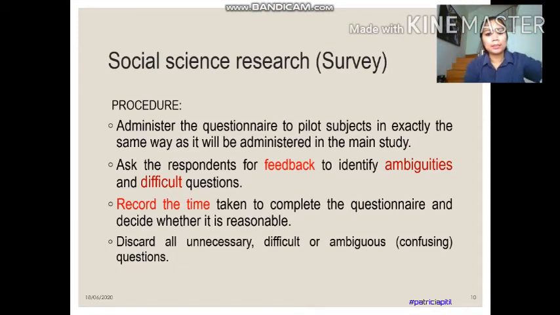Okay, so for survey, most of you doing survey, okay, you have to administer the questionnaire to pilot subjects in exactly the same way it is administered in the main study. Walaupun it's small scale, instead of having 400, you get it maybe 100. So you cuba dulu seperti mana yang actual nanti.